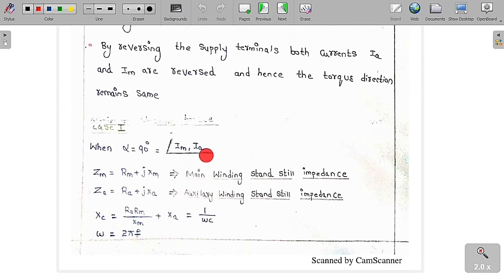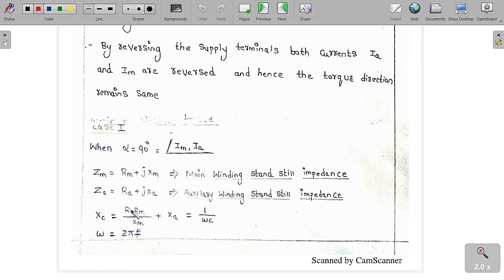Whereas Ia is going to lag differently, because with the capacitor added, the overall impedance of the auxiliary winding is now Ra plus j into Xa minus Xc. The phase difference between them should be 90 degrees. By simplification, if the phase voltage is at an angle of 0 degrees, then Im, with impedance Rm plus jXm, lags the phase voltage by an angle tan inverse of Xm by Rm.